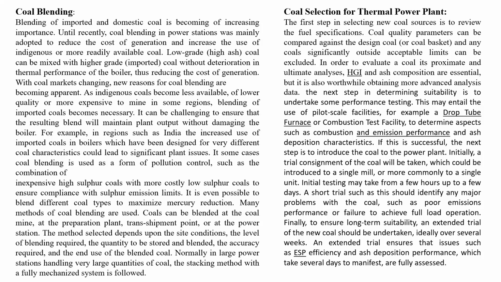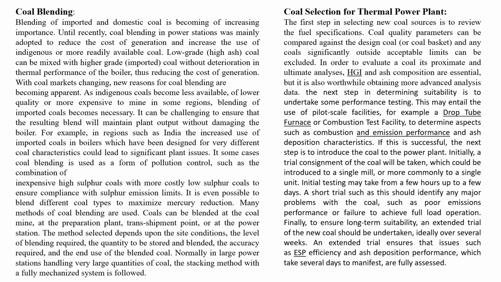The first step in selecting new coal sources is to review the fuel specifications. Coal quality parameters can be compared against the design coal. So whenever you're going to use the coal in a thermal power plant as a main fuel, you must know about the characteristic quality of the coal before burning it. So how do you select the coal then? So there is one factor, HGI, Hardgrove Grindability Index. In order to evaluate a coal, its proximate and ultimate analysis you have to study, and that is done in every power plant before using it.